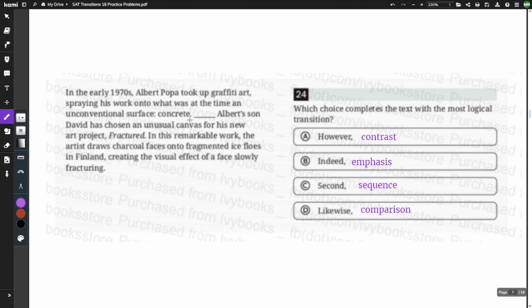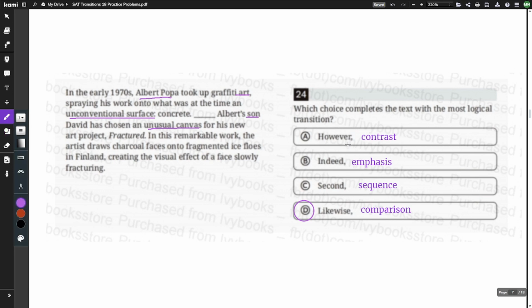I'm gonna stop right there because we read the sentence before the blank and the sentence after. This guy did his art on an unconventional surface, and his son also did his art on an unusual canvas. So they both did the same thing. They both use unusual canvases, surfaces, whatever. So our answer is going to be D because it's comparison.